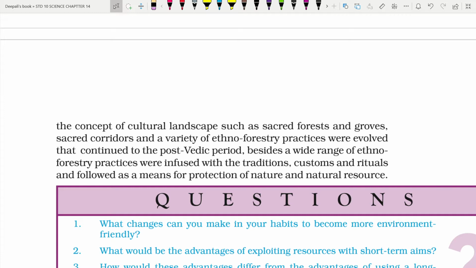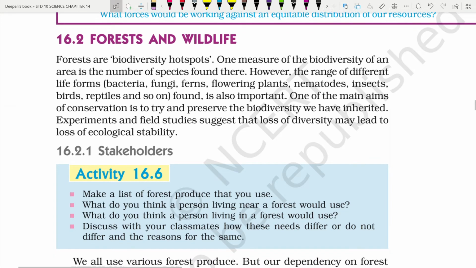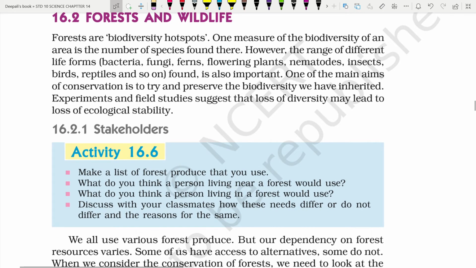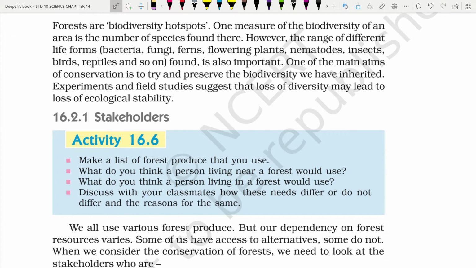Now let us move to the next topic, that is forest and wildlife. Forests are biodiversity hotspots. One measure of the biodiversity of an area is the number of species found there. However, the range of different life forms, bacteria, fungi, ferns, flowering plants, nematodes, insects, birds, reptiles and so on found there is also important.